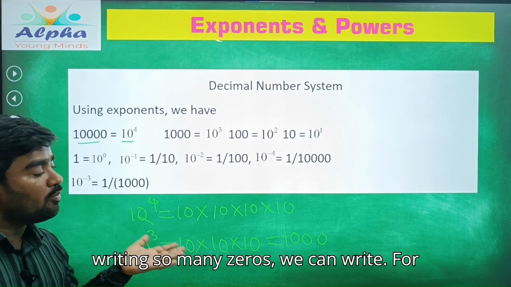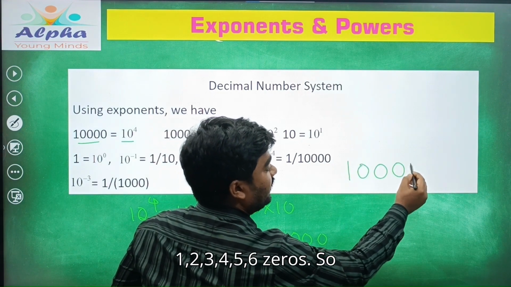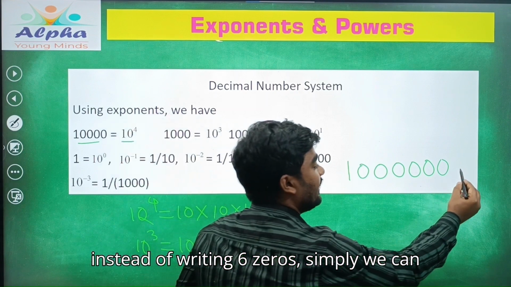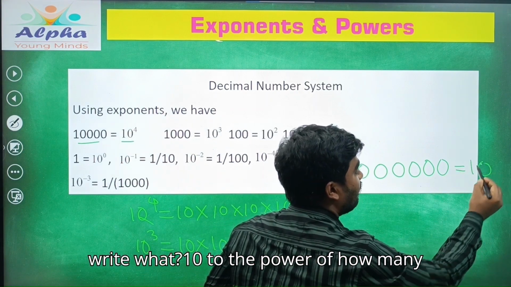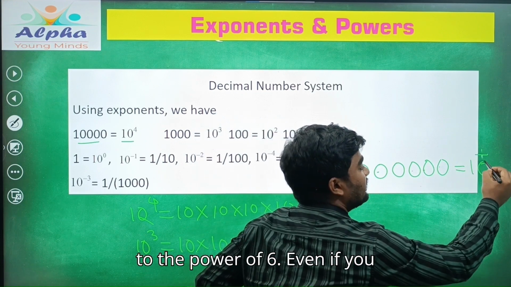Instead of writing so many zeros, for example, if we have 1, 2, 3, 4, 5, 6 zeros, instead of writing 6 zeros, we can simply write 10 to the power of how many zeros? 1, 2, 3, 4, 5, 6. So 10 to the power of 6.